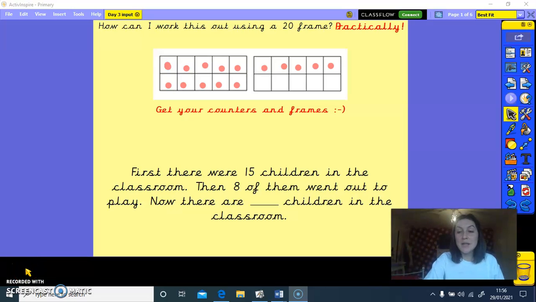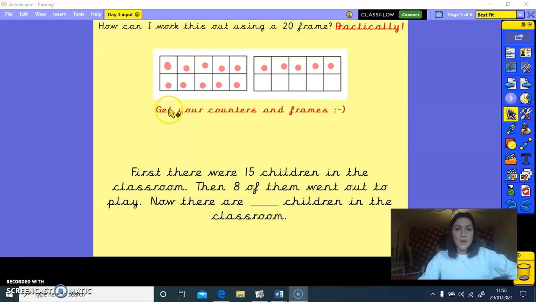So we are going to be doing subtracting with 20 frames today and some counters. You might want to pause this video and grab your two tens frames and your pasta, Lego, Cheerios, whatever. I've also seen some Cookie Crisp cereal being used. I love it. Anything you've got, grab it and come back and then make yours look like Miss Clark's does here.